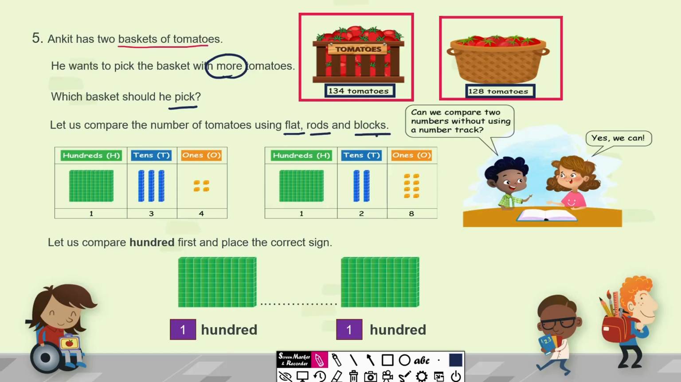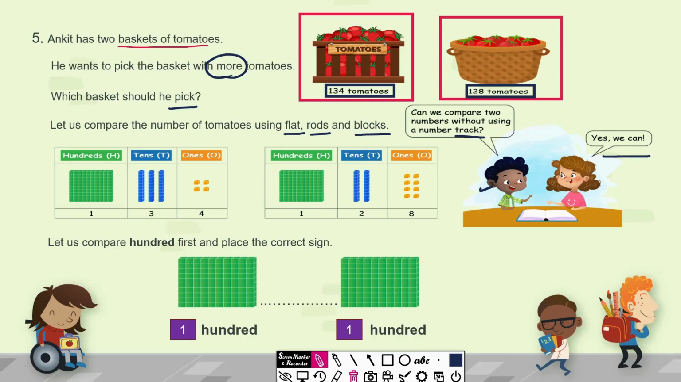We did a lot of questions using flats, rods and blocks, right? Can you remember all these? Yes, of course you remember. These 2 kids are talking about something. Let's see what they are talking about. Can we compare 2 numbers without using a number track? This boy is asking. Then this smart girl is saying, yes, we can.